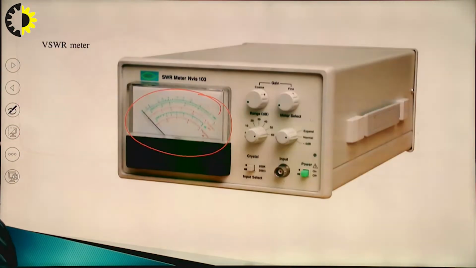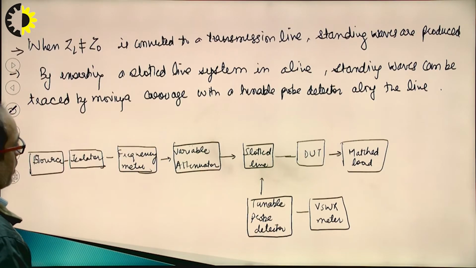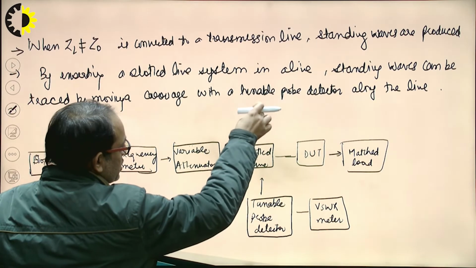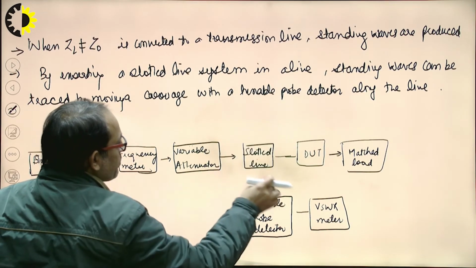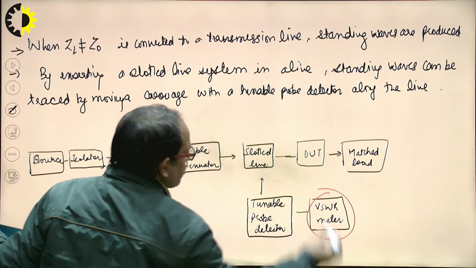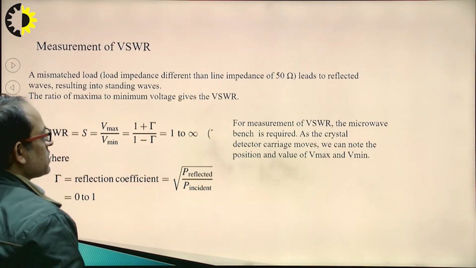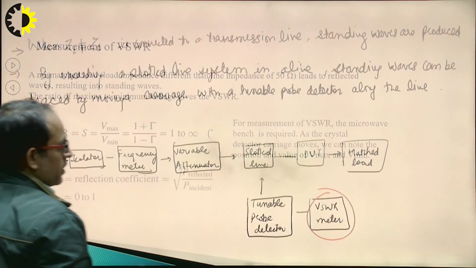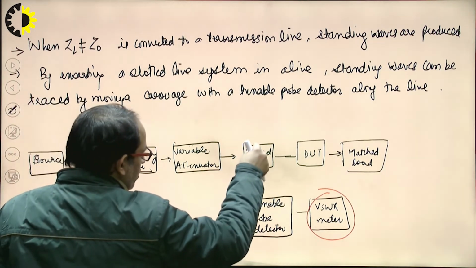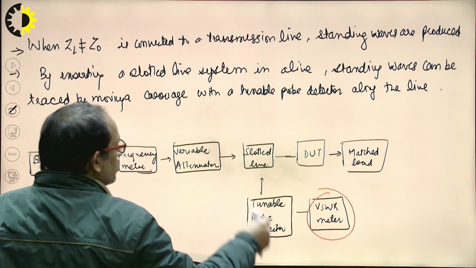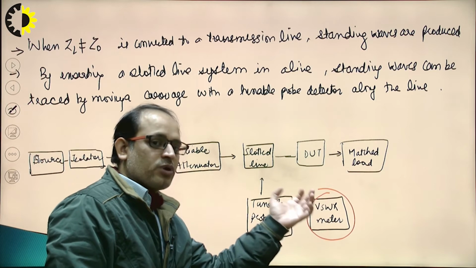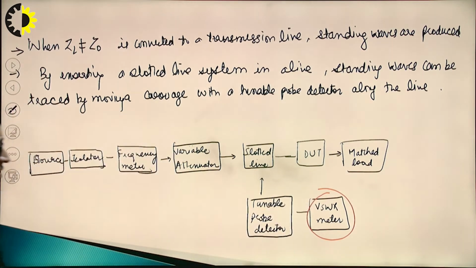Now see this one. First, we will move the slotted section or crystal detector in such a way that the maximum deflection will be obtained at the VSWR meter. And at that position, I will measure the position of the slotted section. Clear? Now I will move the position of the slotted section to some value so that the minimum value will be obtained. And when I am getting the minimum value on the VSWR meter, that shows the exact value of the VSWR.